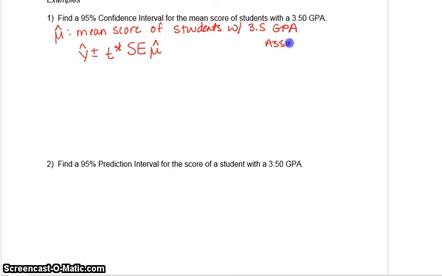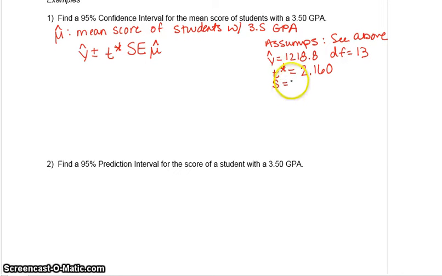So the assumptions, we would normally go through the whole check, but we've already done that. So I'm just going to say see above. The pieces we need: y hat, which is 1,218.8. We need our degrees of freedom, which is 13. We need the t star, which if you look it up on the t-table would be 2.160. And then when you ran your LinRegTTest, you knew that S was 160.080 when you did the review problem at the beginning of class.